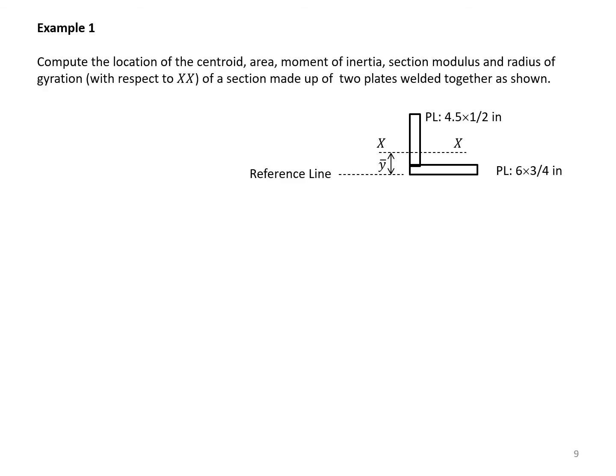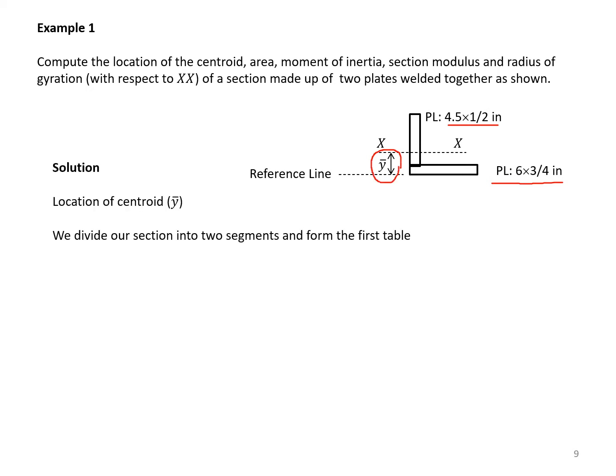Let's look at some examples. In example number 1, we have a section made of two plates welded together. The bottom plate is 6 by 3/4 of an inch thickness. The vertical one is 4.5 by 1/2 an inch. As you expect, the location of the centroid is closer to the bottom plate, and we call the location y bar.